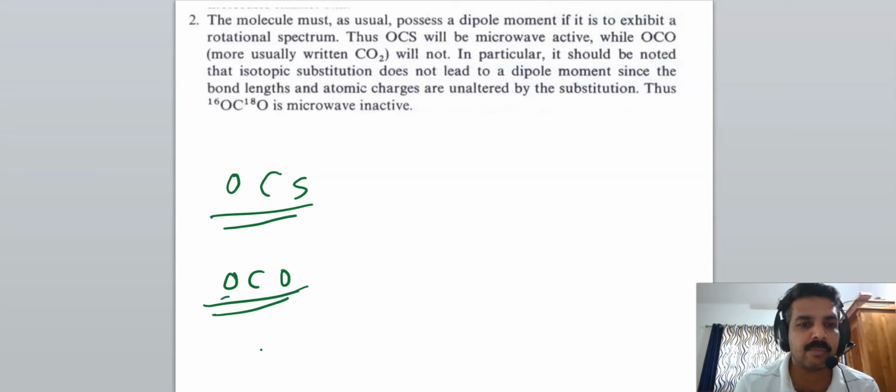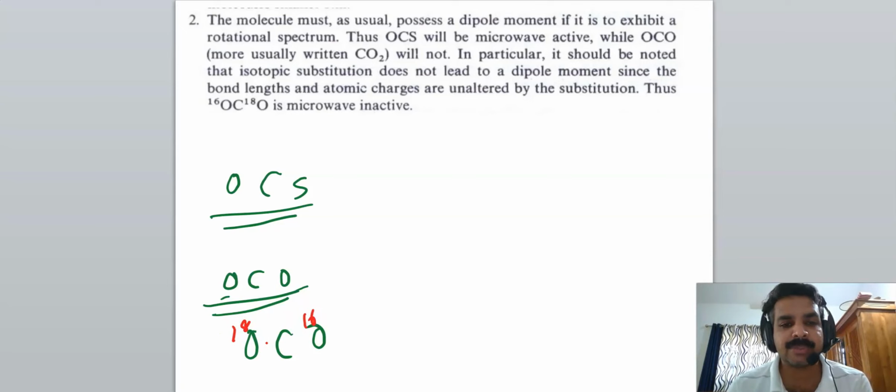If we substitute an oxygen by an isotope, it may not become rotationally active. For example, in a molecule like OCO, if we substitute one oxygen as 18 and the other as 16, because isotopic substitution never changes the bond length or the electronic charges, the dipole moment cannot change.